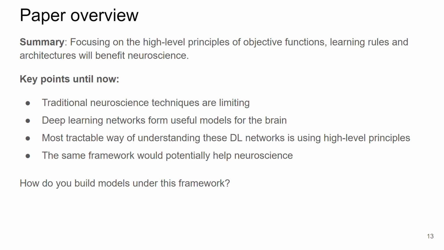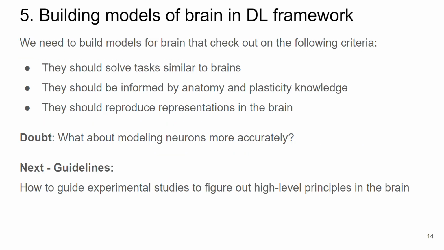So, summary until now, traditional neuroscience is not working. Deep learning forms good models for the brain. To understand deep networks, we need to use high-level principles. So they argue that the same framework could potentially help neuroscience. But how do you build models under this framework?